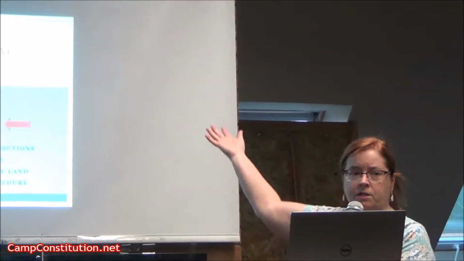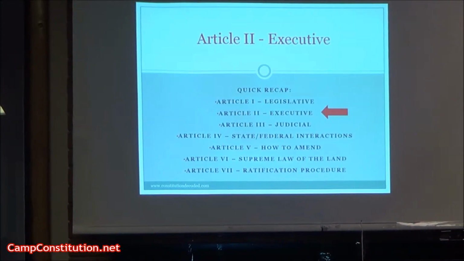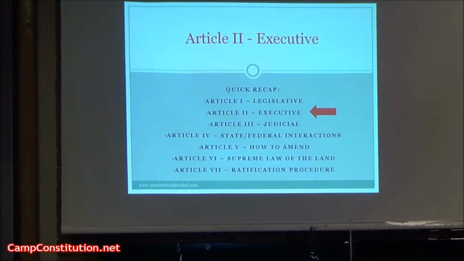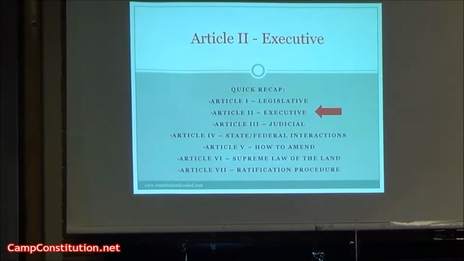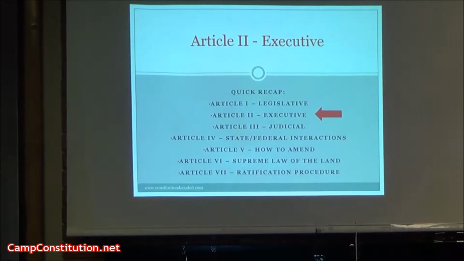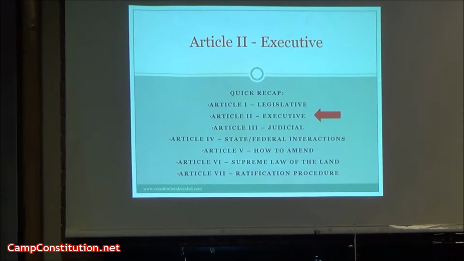Article 1 is the legislative, Article 2 executive, Article 3 judicial, Article 4 is state and federal interactions, Article 5 how to amend, Article 6 the supreme law of the land, and Article 7 the ratification procedure. We are here, right where the arrow is pointing, executive.